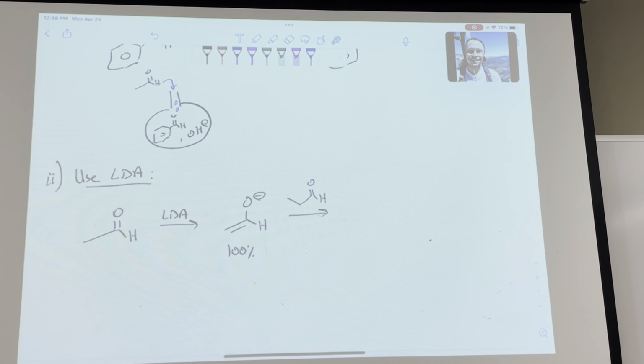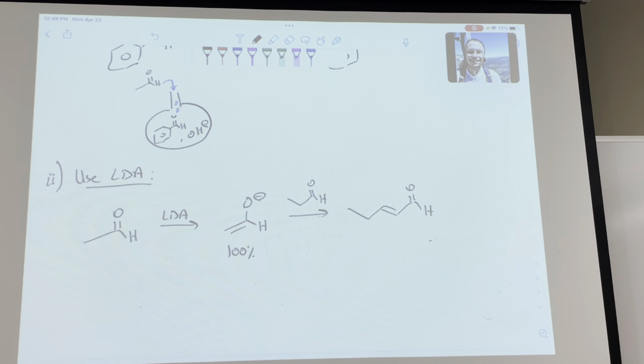Does the LDA have to be neutralized before you can do the next step? No, because you would just use a stoichiometric amount. So it would just get used up. Yeah, it would just get consumed. And so doing it in this way would guarantee one mixed aldol product.